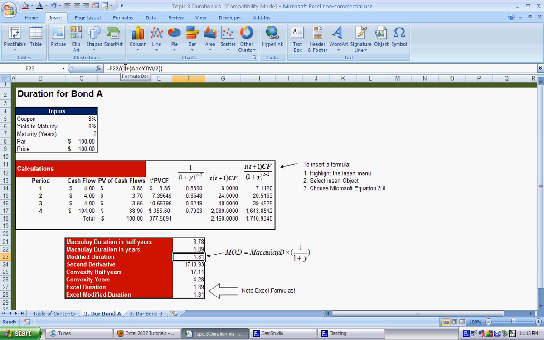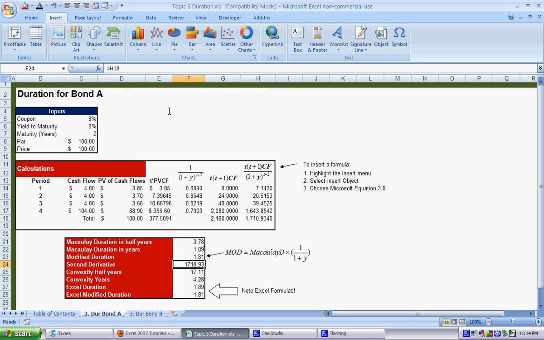So modified duration, here's the equation: the modified duration equals Macaulay duration divided by 1 plus y, or Macaulay duration times 1 over 1 plus y, and remember y we're dividing by 2. And that one is already converted because we're using a converted Macaulay duration figure. So you don't have to multiply this, but you don't have to divide this by 2.